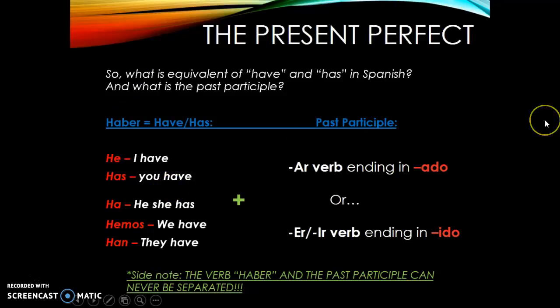So what do we need next? We need our past participle. For AR verbs, all you have to do is take off the ending, just like you would if you were to conjugate it for any tense. And you would add ado, A-D-O. Or if you're using an ER or IR verb, you'll take off the ending like normal and add ido, I-D-O. Side note, the verb haber and the past participle can never be separated, meaning no word can come between the have or has and the past participle. They stick together like birds of a feather.